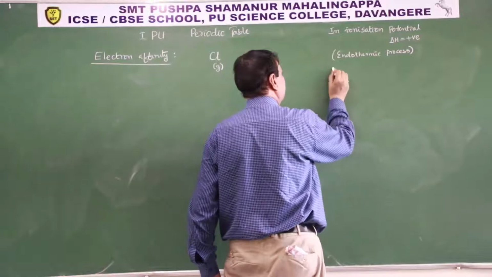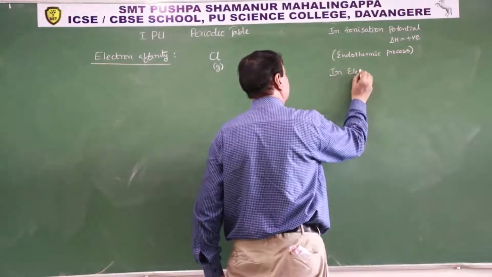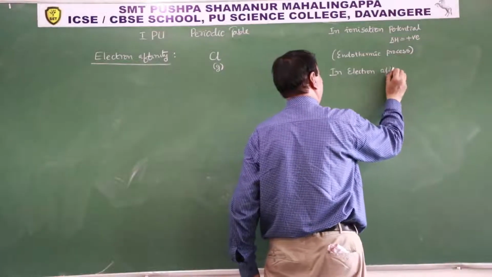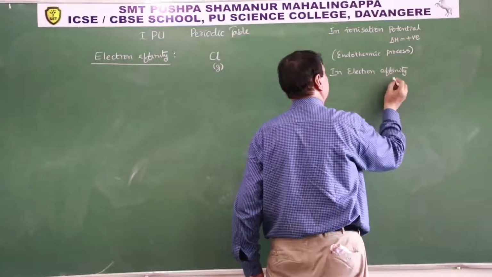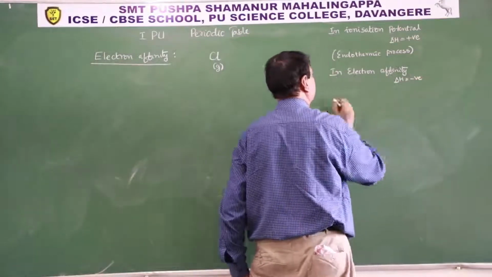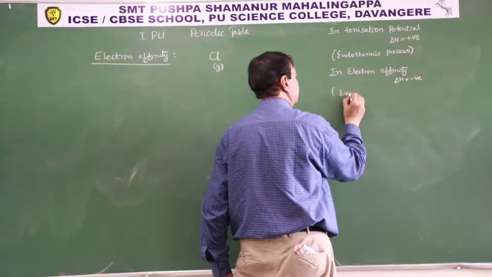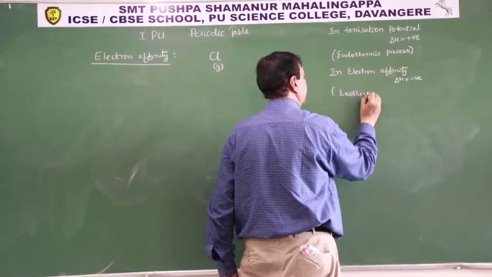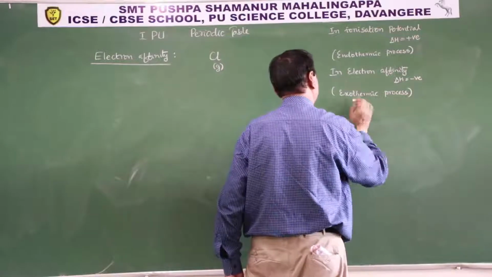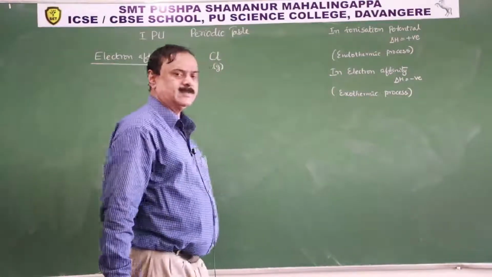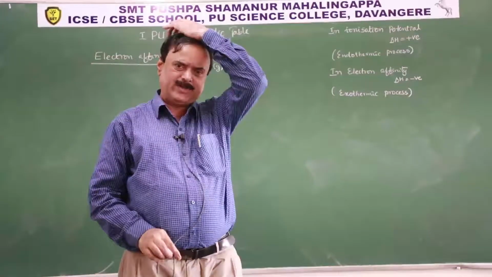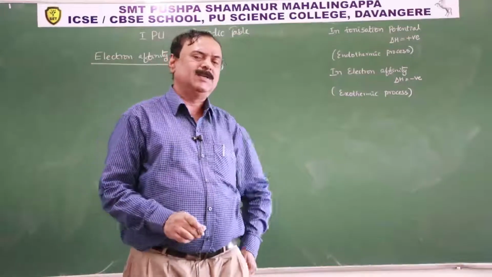In electron affinity, delta H is negative. Delta H is negative, that is an exothermic process. But the amount of energy released is different for different atoms.